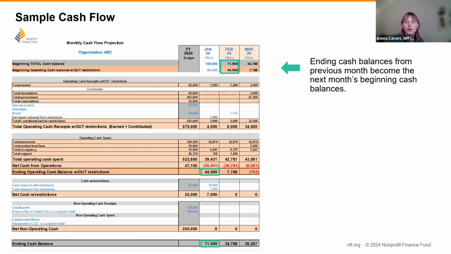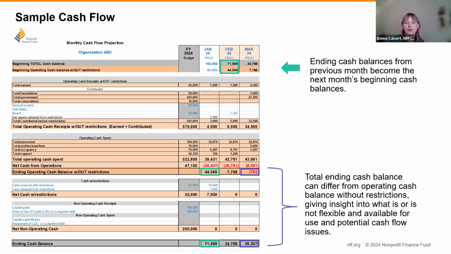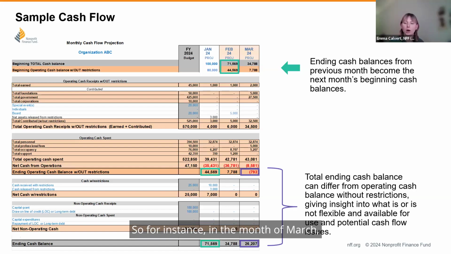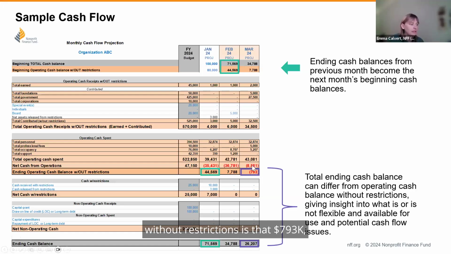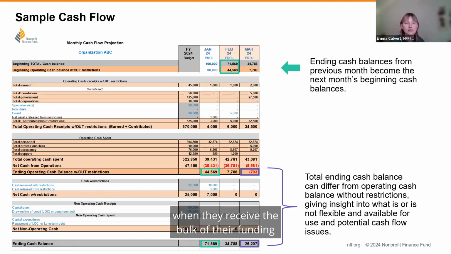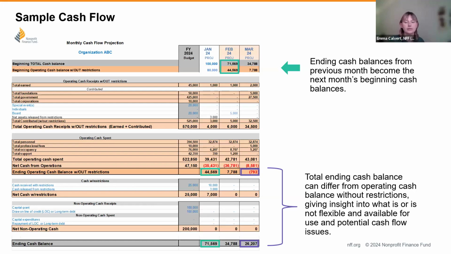comes in. You also might notice that the total ending cash balance differs between operating cash without restrictions and total cash. And looking at the difference between these balances gives insight into what is or is not flexible and available for use. It also gives insight into potential cash flow issues. So for instance, in the month of March, this organization's ending operating cash balance without restrictions is at negative $793K, whereas their total cash balance at the end of March is $26K. So as this organization gets closer to the fall, when they receive the bulk of their funding, for this example, they may see an increase in cash in.